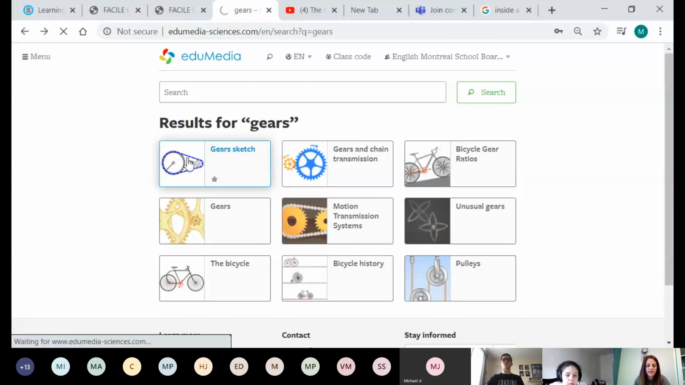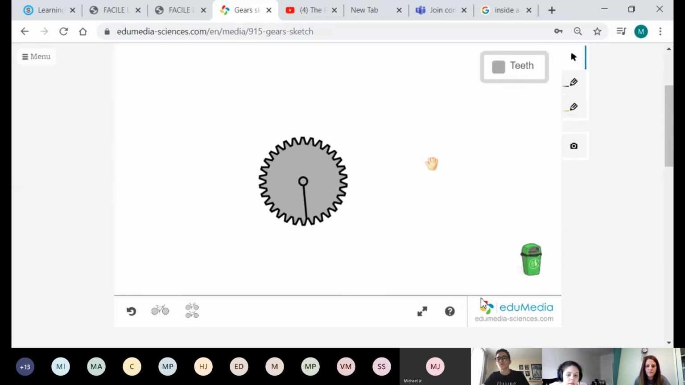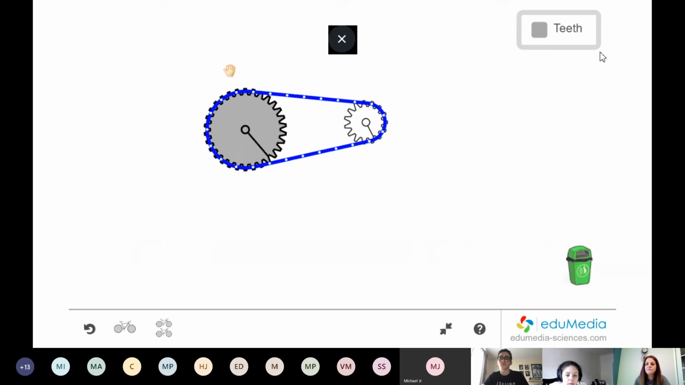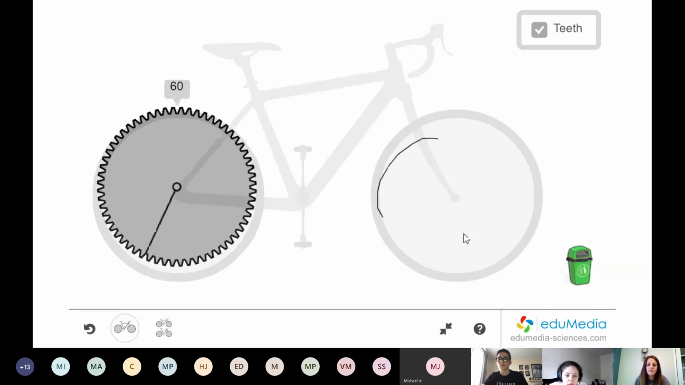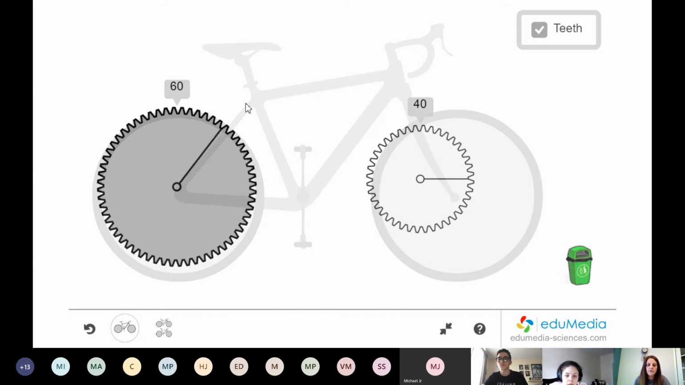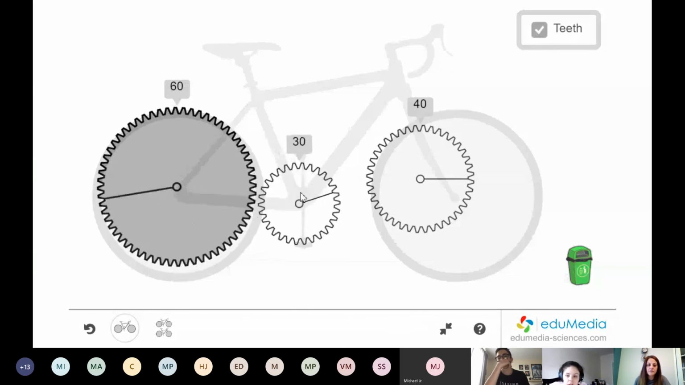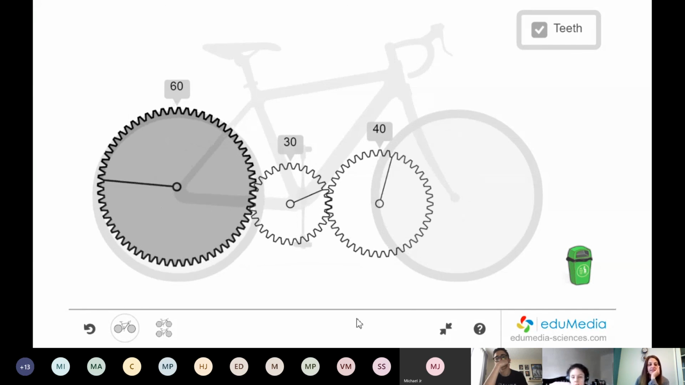Interesting. Gear sketches? Sketch. What are we supposed to do with this? Oh, we're supposed to draw. Oh, that's cool. Oh, wait. Oh, look at that. This is cool. I wish you guys could try this.